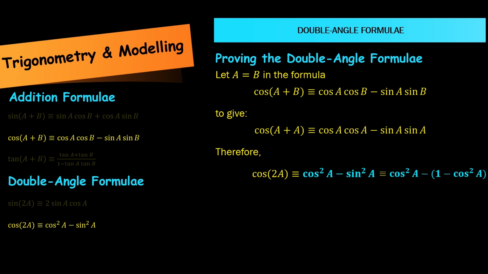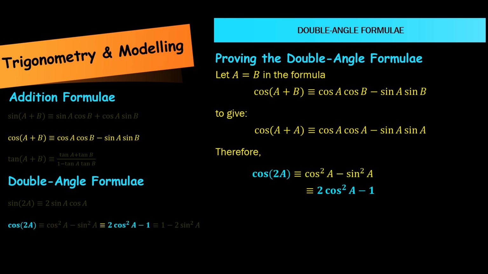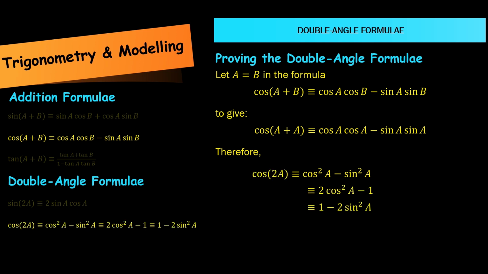And we can rearrange this to be written as cos²A minus (1 minus cos²A). We've of course replaced sin²A by 1 minus cos²A. And this gives us 2 cos²A minus 1. So cos 2A is also identical to 2 cos²A minus 1. Similarly, we can write cos 2A as being identical to 1 minus 2 sin²A.